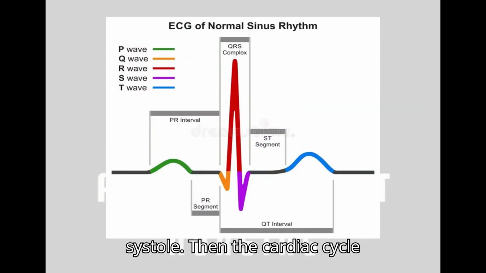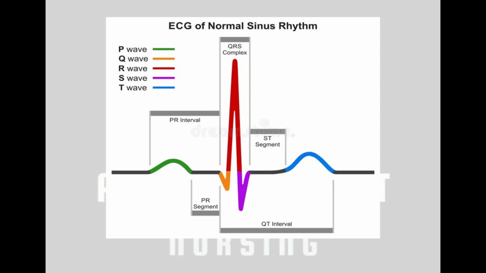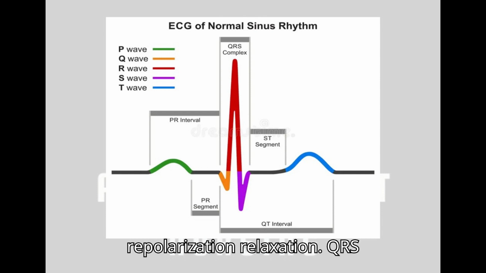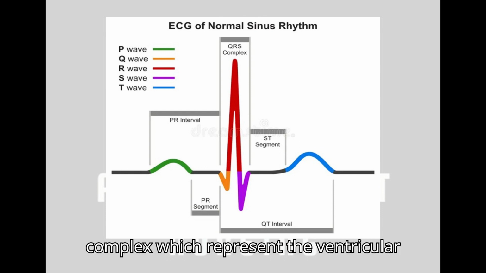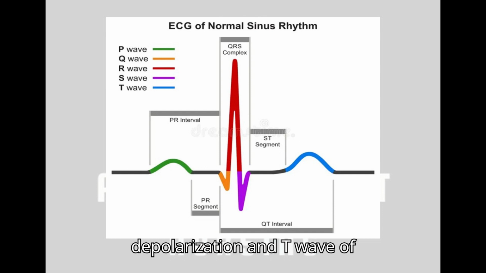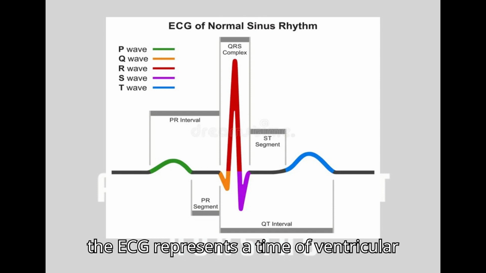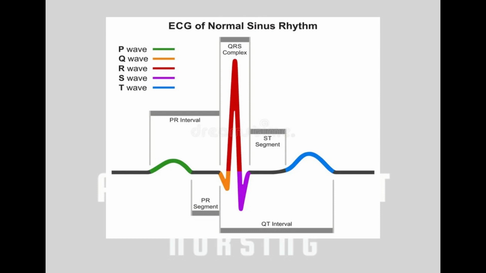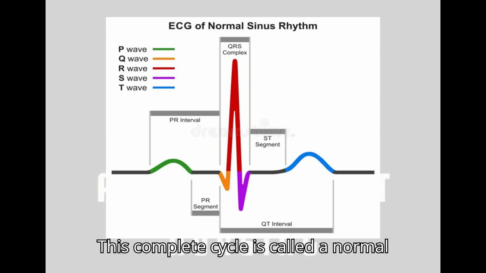Then the cardiac cycle consists of the P wave, which represents atrial depolarization and contraction; the PR interval, which represents atrial repolarization and relaxation; the QRS complex, which represents ventricular depolarization; and the T wave of the ECG, which represents a time of ventricular repolarization and subsequent relaxation. This complete cycle is called a normal sinus rhythm.